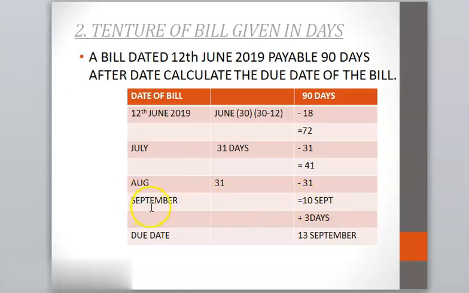So on 10th of September our 90 days get over, but we add 3 days grace period, and therefore when we add 3 days, our due date is 13th of September. Right. So whenever they ask you to calculate due date as per the days, start by writing 60 days or 90 days or 120 days, and then start subtracting the number of days of each month. Now let us see the second part.